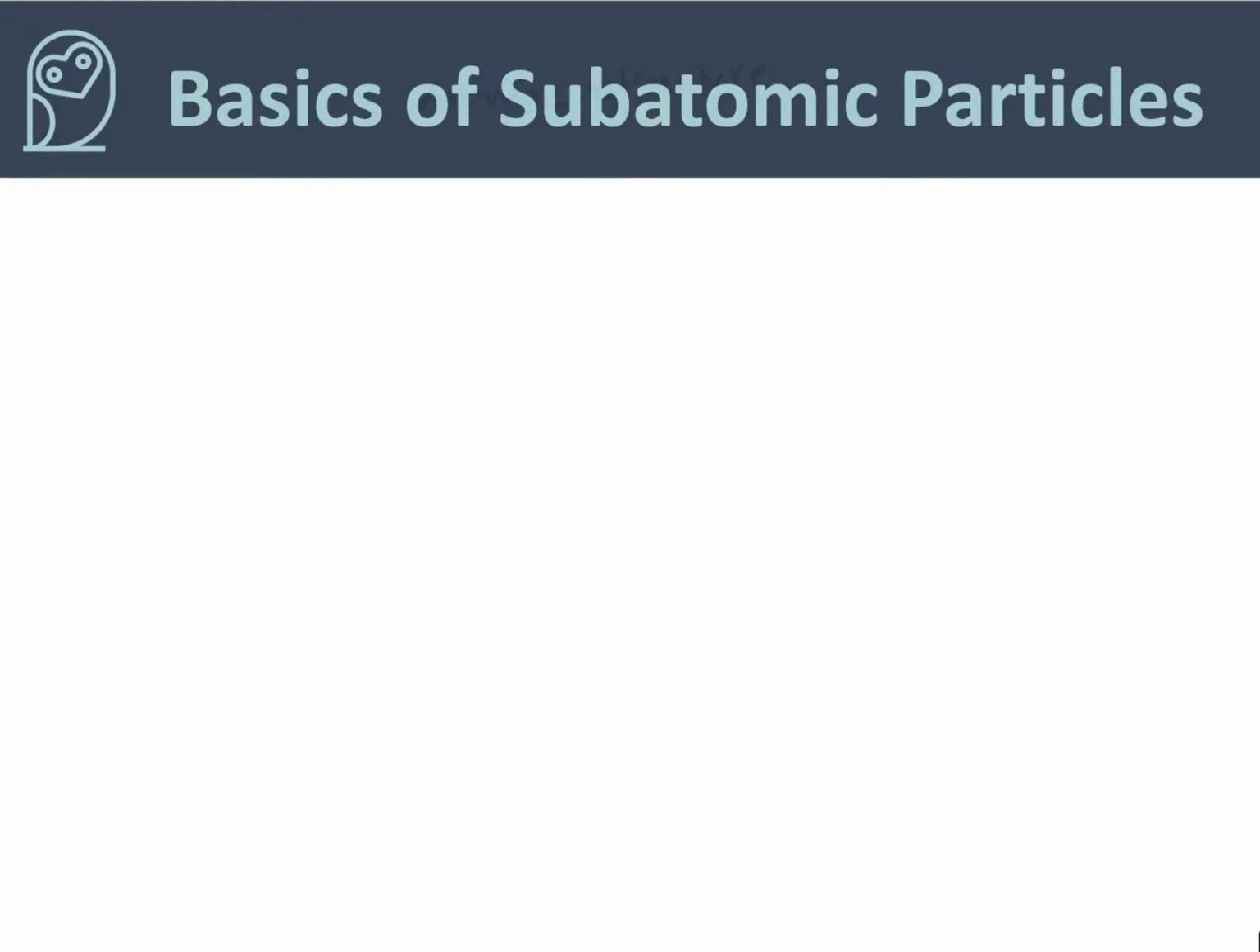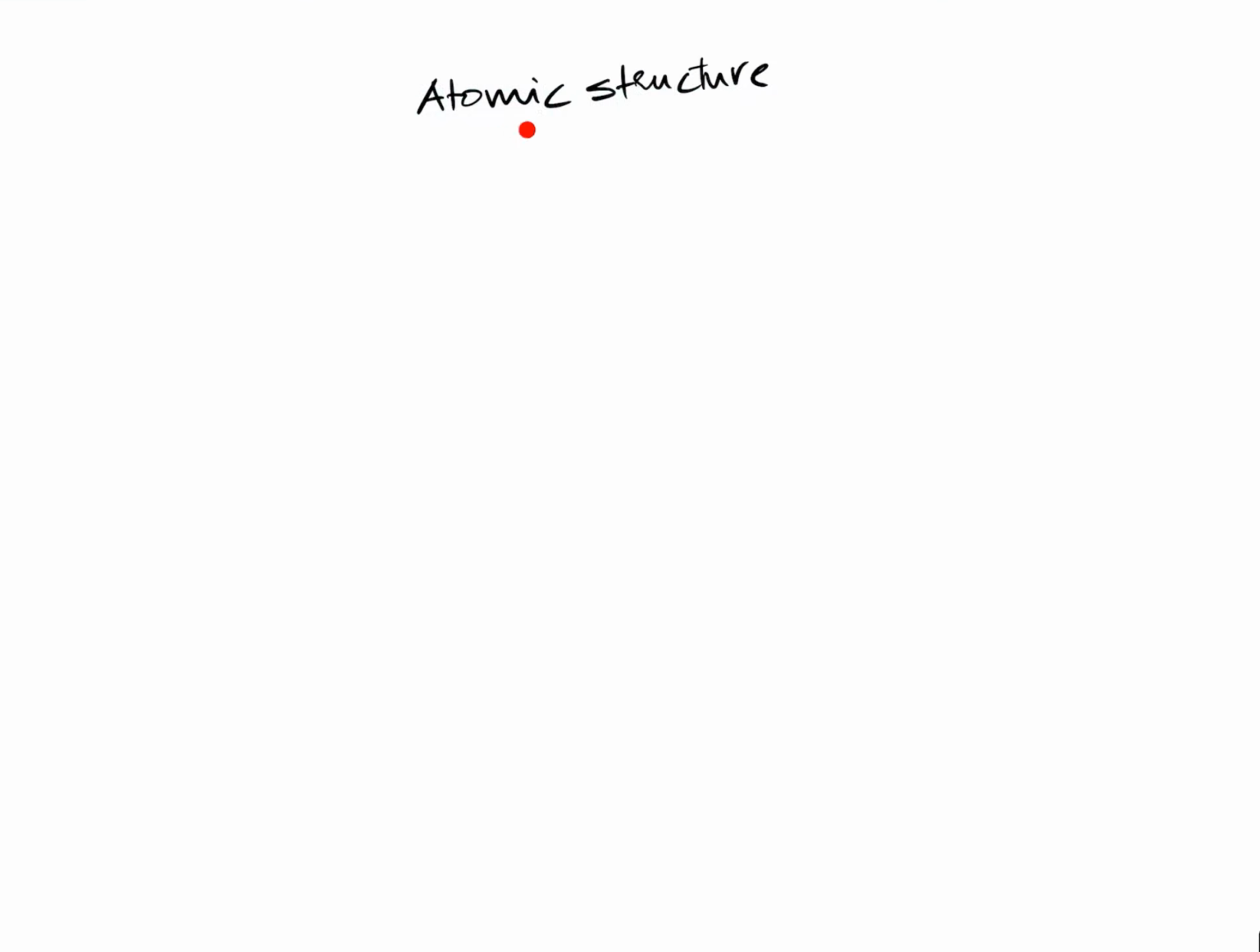So in this video, we're gonna talk about atomic structure. Okay, so we're just trying to get a general idea of atomic structure. So an atom basically looks kind of like the solar system, where you have a central nucleus. Okay, so that's the nucleus.